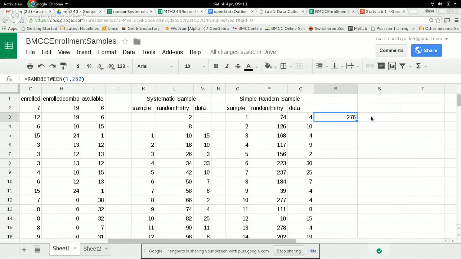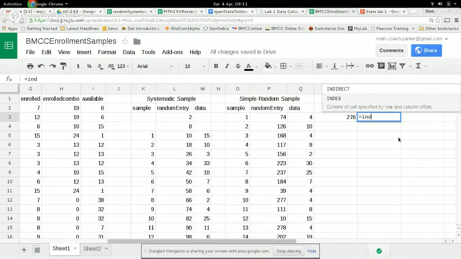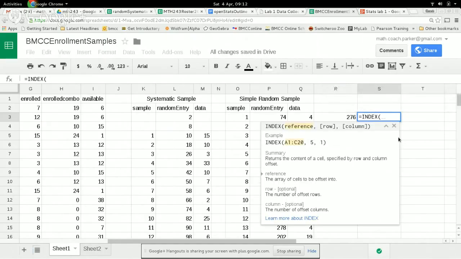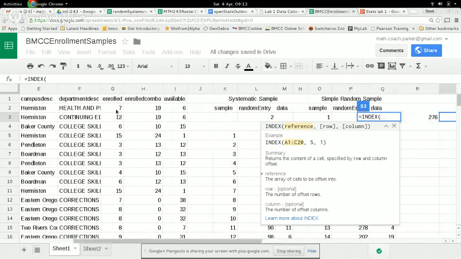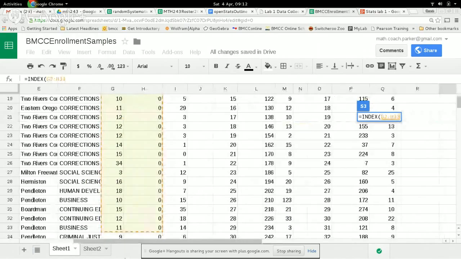I can then use another function called index. An index is a position in a list. So I can use this number 276 to find the 276th entry in my list of enrollments. So if I use the index command, it asks, what are you trying to reference? And I say, I'm trying to reference this data over here, enrollment. And so I highlight all of my enrollment data.